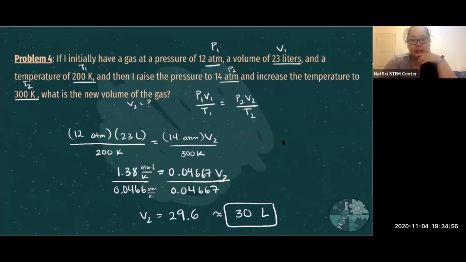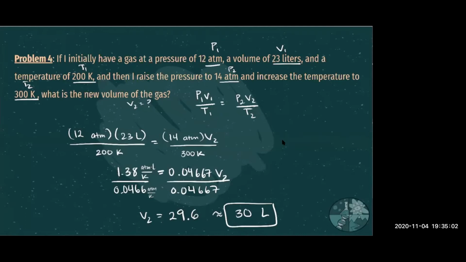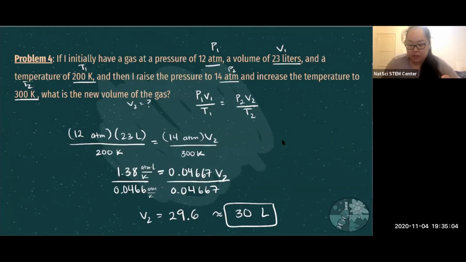Okay, thanks. So 30 liters was the answer, 29.6 rounded up. So first, we note P1, V1, T1. Once you're noting all these variables, it helps you figure out which equation you're using. So here we're using the combined gas law.